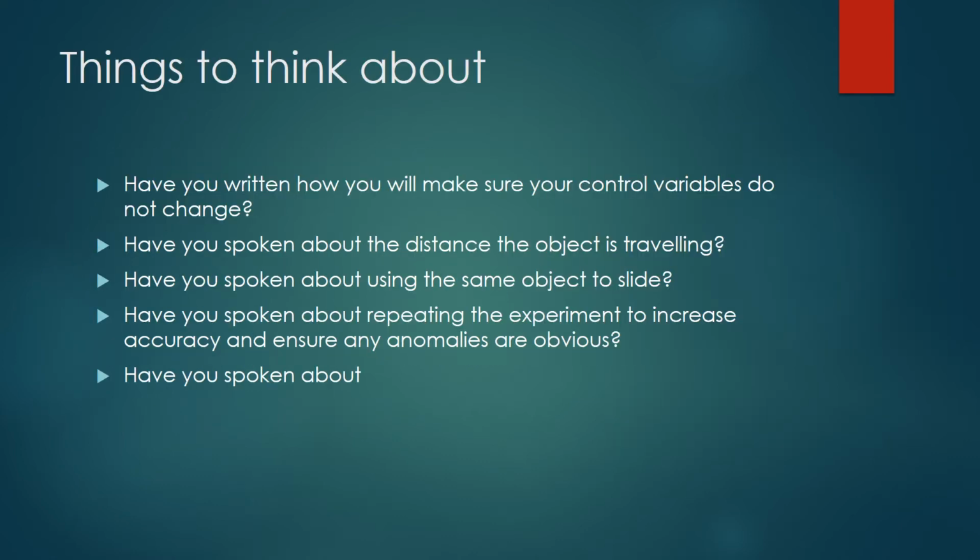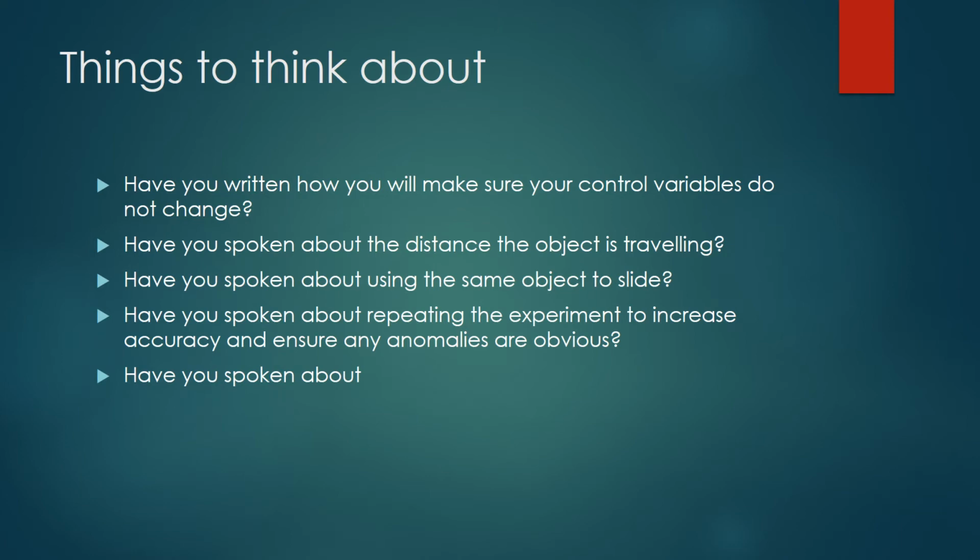So things to think about when you're writing your method. So how are you going to make sure that your control variables are not going to change? How are you going to make sure that the object slides the same distance each time? How are you going to make sure that the tilt on the tray is the same each time? How are you going to make sure that your object doesn't have a different amount of surface area touching the tray each time?